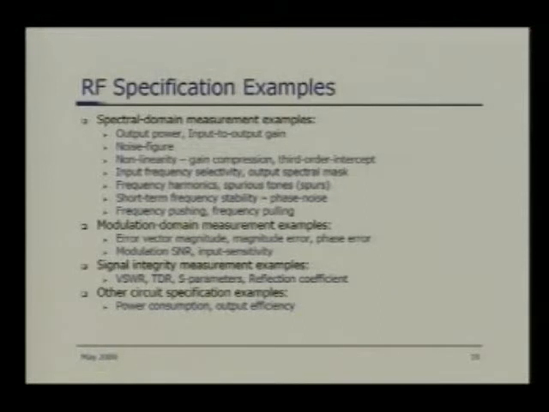Other than these specifications, meaning spectral domain specifications and modulation domain specifications, we have general purpose or general signal integrity specifications that apply to anything irrespective of the circuitry, like voltage standing wave ratio, right? Time domain reflectometry. So if the system is designed for 50 ohm and some component is not 50 ohm, it's sitting at, say, 60 ohm, right? So there will be some reflections going on.